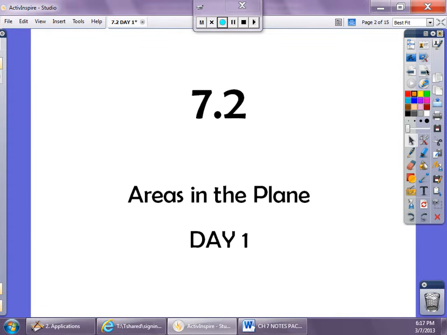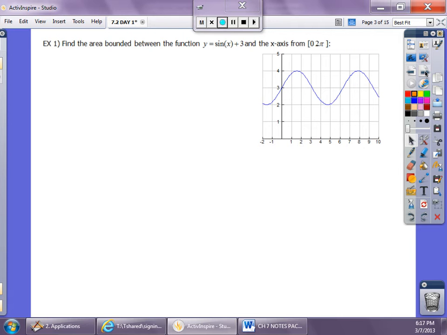All right, so 7.2 day 1. Here we go. We're finding the area bounded between the function y equals sine of x plus 3 and the x-axis. So I'm going to actually just shade that in first in our green. We're doing from 0 to 2 pi, and 2 pi is right here. And here is the area that we're going to try to find.